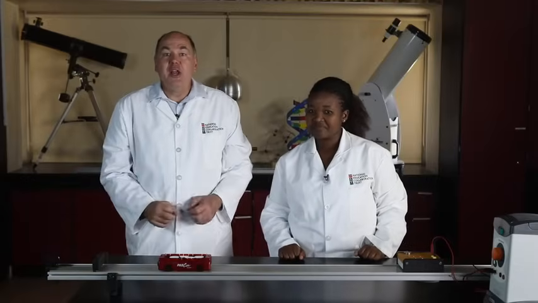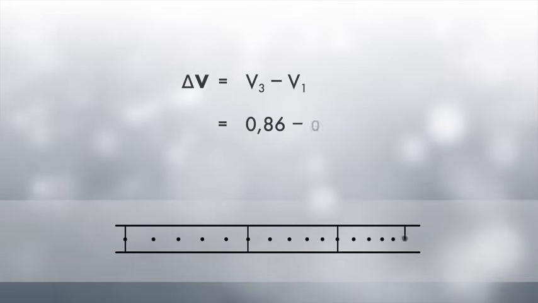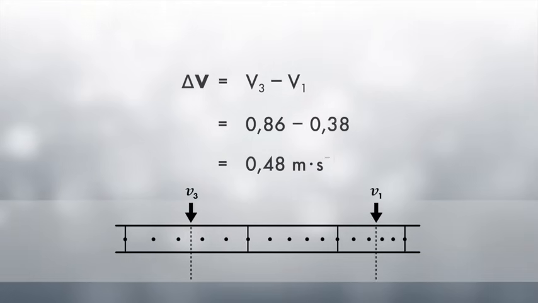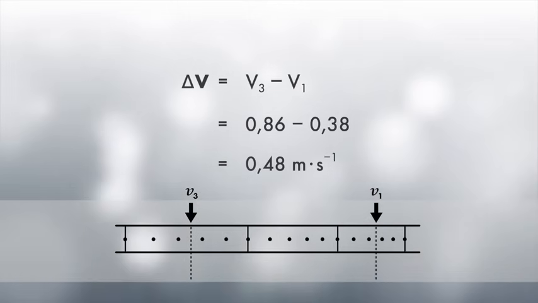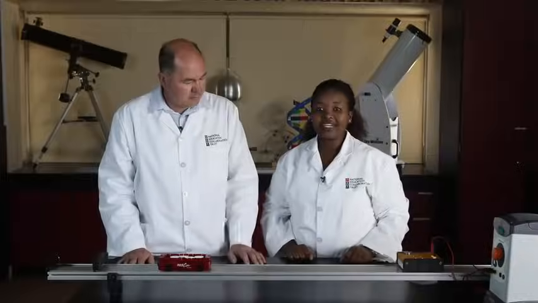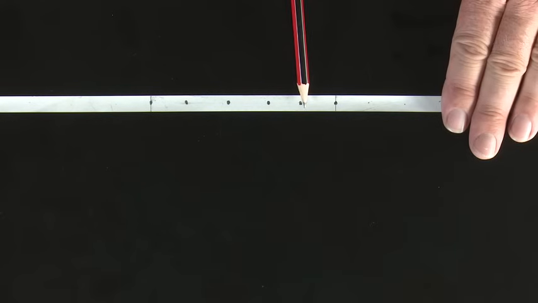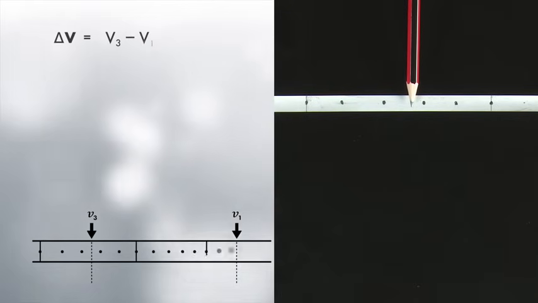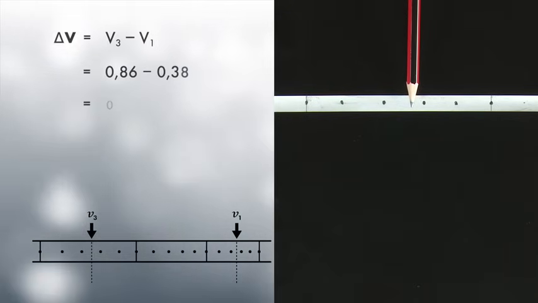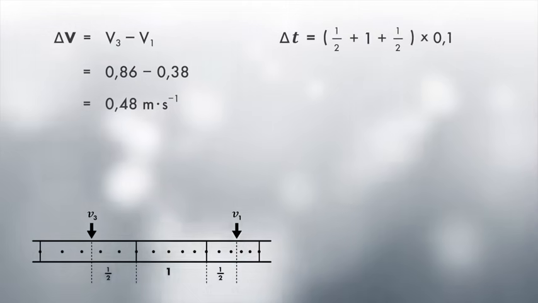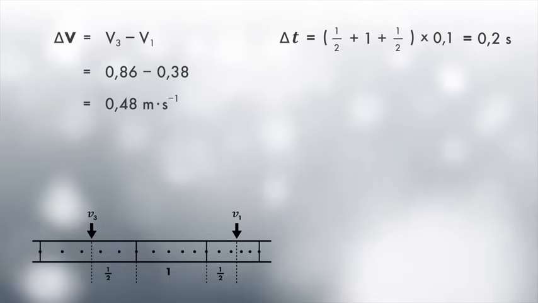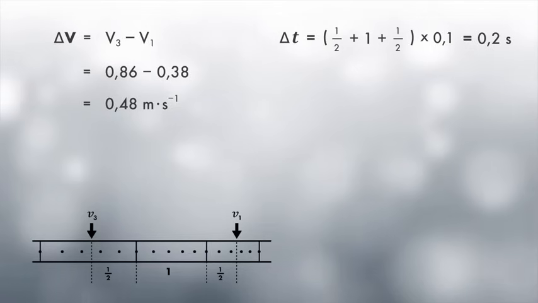Okay, done that. Now we calculate the change in velocity. The final velocity minus the initial velocity, that is v3 minus v1. But how long does it take to change the velocity? Take a look at the tape. The average initial velocity occurred exactly halfway through the time interval. And the average final velocity occurred exactly halfway through the last time interval. So, the time gap is 1/2 plus 1 whole plus 1/2, which gives us 2 times 0.1 second. The time is 0.2 seconds.